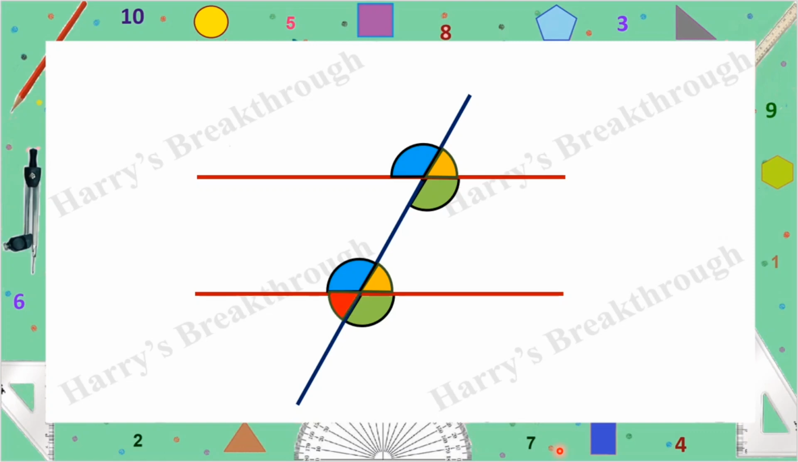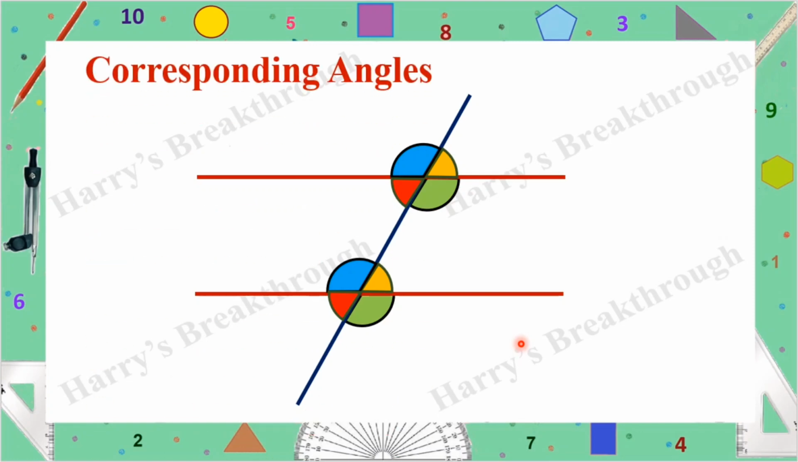The last pair will be here. So these two red angles are at left side of the slanted line and below the horizontal lines. So here we can see 4 pairs of angles at similar positions. And these angles are called corresponding angles. So in this figure, we could find 4 pairs of corresponding angles. And each pair is given with the same color.